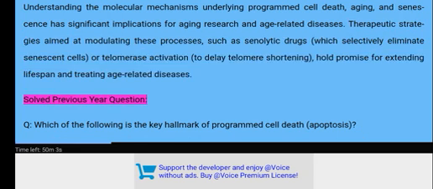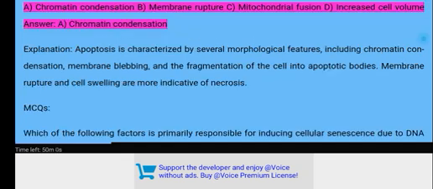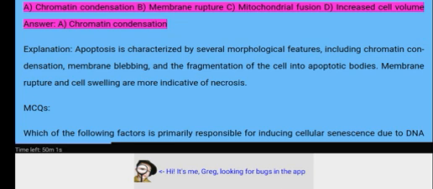Solved previous year question. Q. Which of the following is a key hallmark of programmed cell death, apoptosis? A. Chromatin condensation. B. Membrane rupture. C. Mitochondrial fusion. D. Increased cell volume. Answer: A. Chromatin condensation.